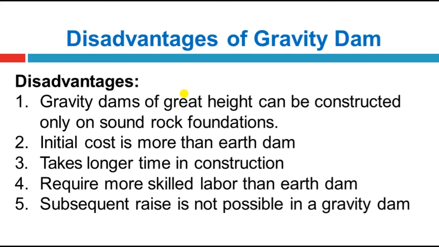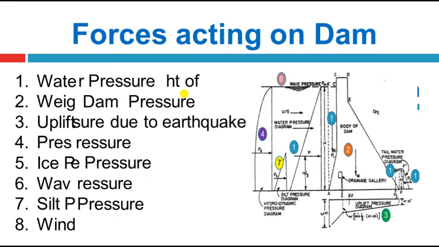And there are disadvantages: a gravity dam of great height can be constructed only on a sound rock foundation, and the initial cost is more than an earthen dam. It takes a longer time in construction and requires more skilled labor than an earthen dam. Subsequent raising is not possible in a gravity dam because it is a concrete or masonry structure. Now we are moving to the forces acting on a gravity dam.